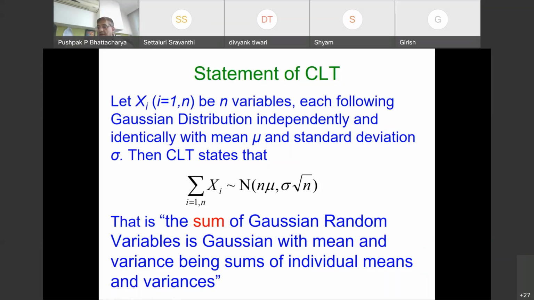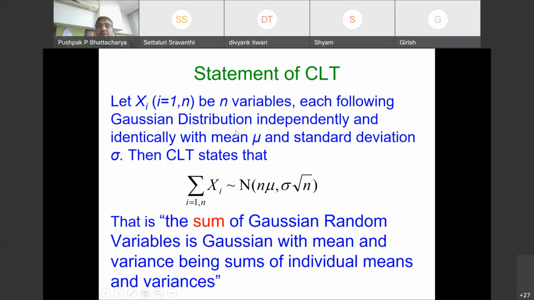Let me repeat this, and you just see if you have absorbed the statement. It becomes clear when we look at the application. First of all, I take n random variables. Each of these random variables is normally distributed with mean mu and variance sigma square, or standard deviation sigma. Then the theorem says that the sum of these n random variables is also a normal distribution. Its mean is the sum of the means of these individual normal distributions. Its variance is the sum of the variances of these individual distributions. Okay, so this is the statement of the central limit theorem.